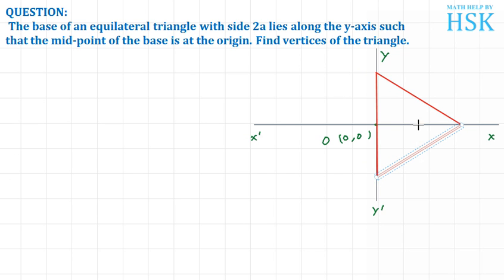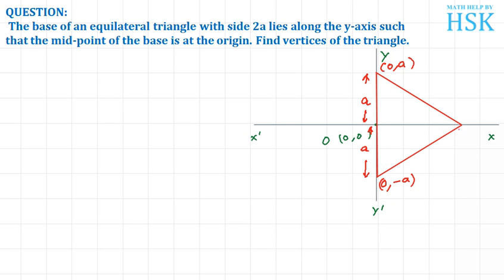Because one side of an equilateral triangle lies on the y-axis and the midpoint is the origin and the length of the side is equal to 2a, this will be a on this side and the length will be a on this side. So the coordinate of this point will be (0, a), because this point lies on the y-axis, and similarly this point will be (0, -a).